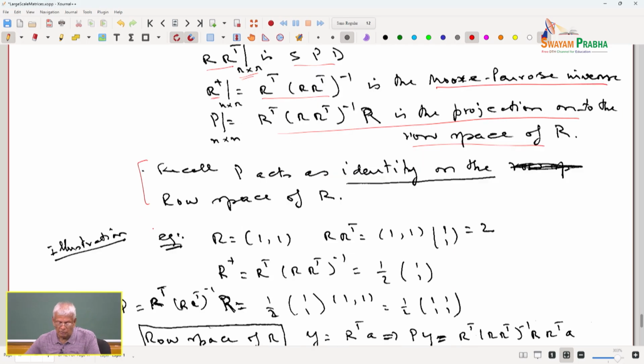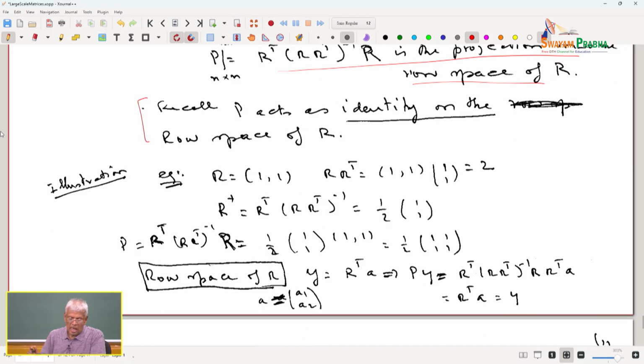So, just to give an idea, if R is [1 1], R transpose is [1 1] transpose, R plus is [1/2 1/2], and the projection matrix in here is given by this matrix, which is 1/2 of [1 1; 1 1]. So, the row space of R is Y, which is R transpose A, which is P of Y, which can now be written as the projection times Y, which is R transpose A. R transpose inverse gets cancelled. So, this becomes R transpose A Y.